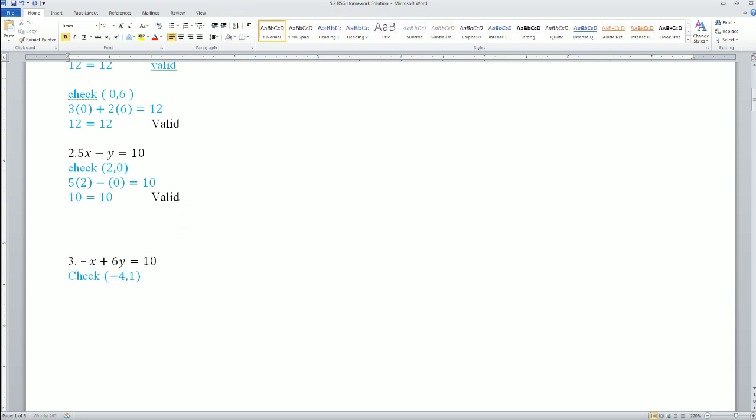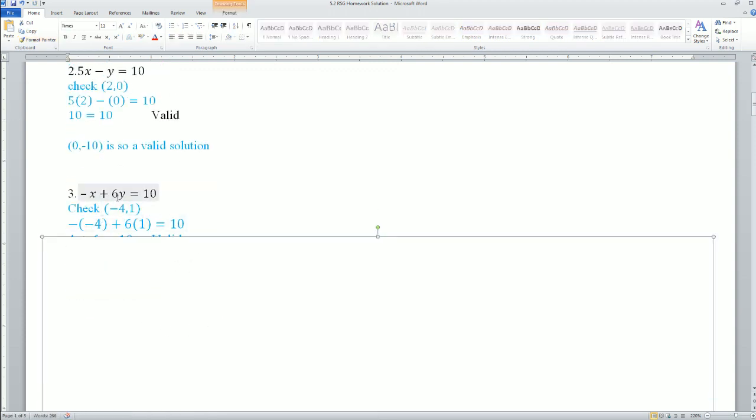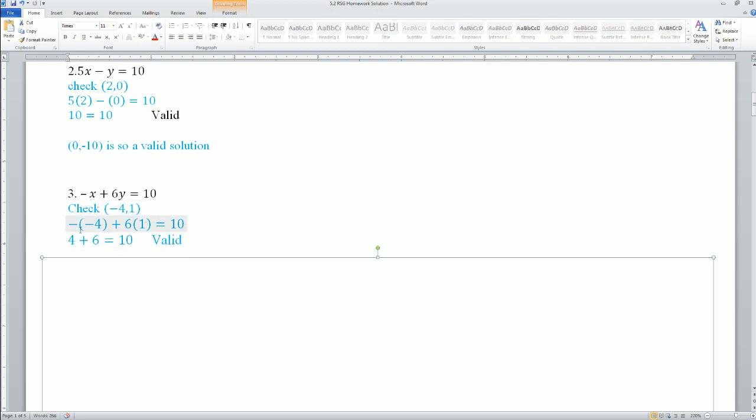Let me write that for you. 0 comma negative 10 is also a valid solution for this one. Right, next one, 3. Negative x plus 6y equals 10. Check negative 4 comma 1. I plug it in, then this becomes 4, this becomes 6. 4 plus 6 is 10. That's also a valid answer.